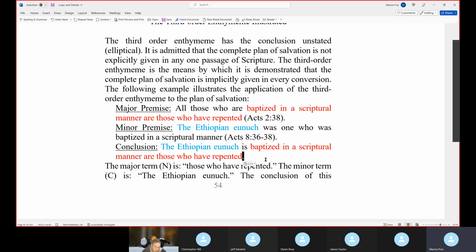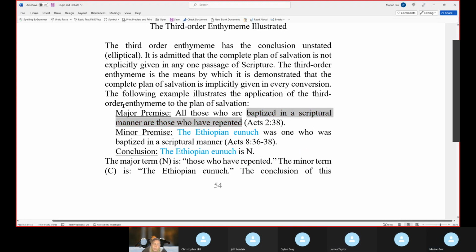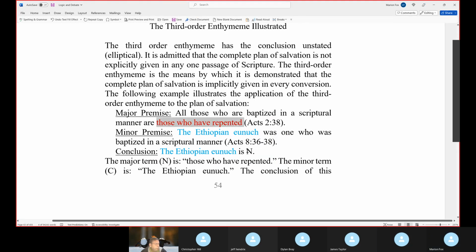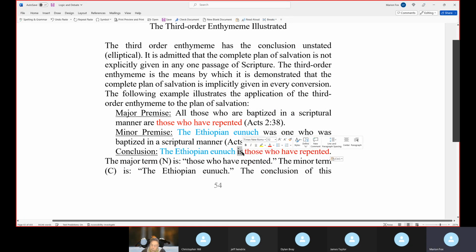Okay, wait a second now. All those who are baptized... or those who have repented. I've got it wrong. Sorry. Are those who have repented. Yes, I make that red. I make too much of the material. Okay. Thank you. And I change the star. Or is it singular? And I'll change this to one. Okay.